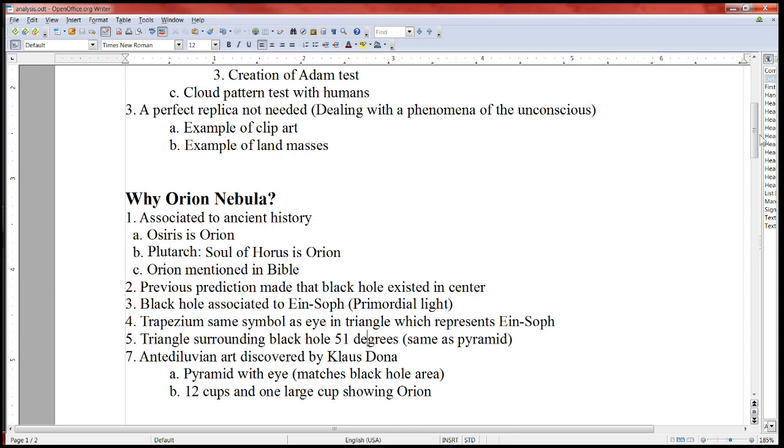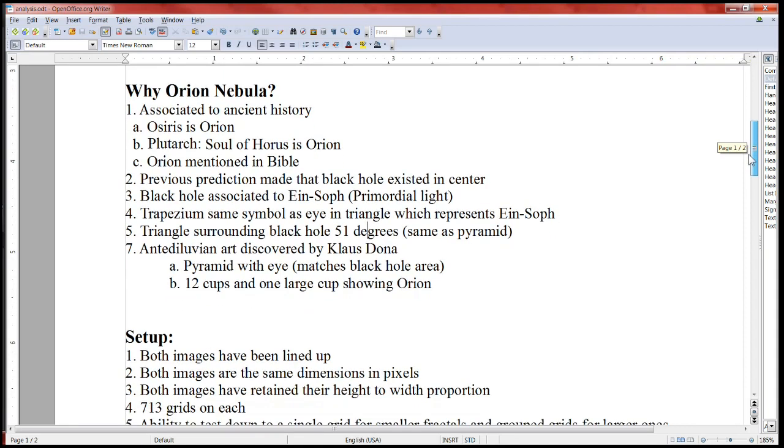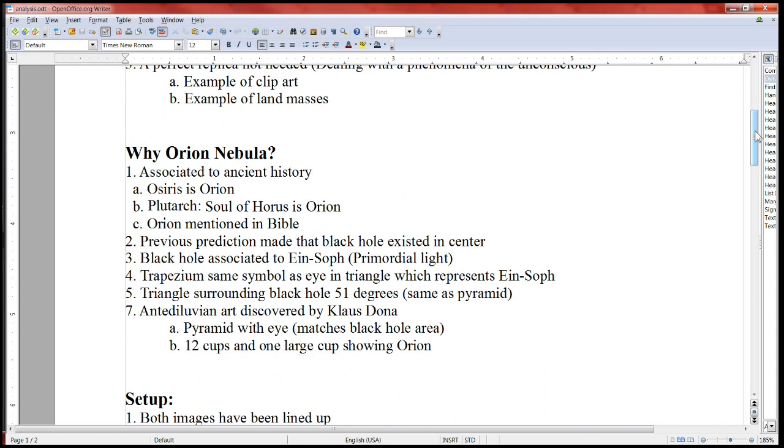Additionally, we have things such as antediluvian art that Klaus Dona discovered, the pyramid with the eye, which is really a tetrahedron, and which is the same image that we see in the Orion Nebula. We also see the 12 cups around the one larger cup showing the Orion constellation. So there are many reasons why the Orion constellation makes sense. And then, of course, we have the Creation of Adam, which is actually God in his cloud. And God across cultures is always associated to Ein Sof, or the point, or a black hole, and so forth. So this is why the Orion Nebula makes the most sense logically.